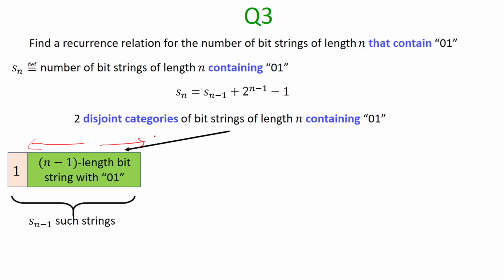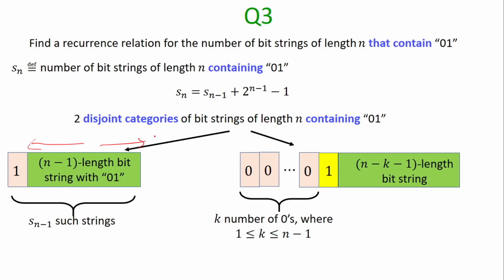Okay. And category 2, where the string starts with 0. Now, if the string starts with 0, I may have only one zero, or I may have two zeros, or I may have a sequence of k zeros followed by a 1, and then I don't care what the remaining n minus k minus 1 substring is, right? And here k ranges from 1 to n minus 1. Why from 1 to n minus 1? Definitely I need one occurrence of 0 followed by a 1. So that's why k starts from 1.